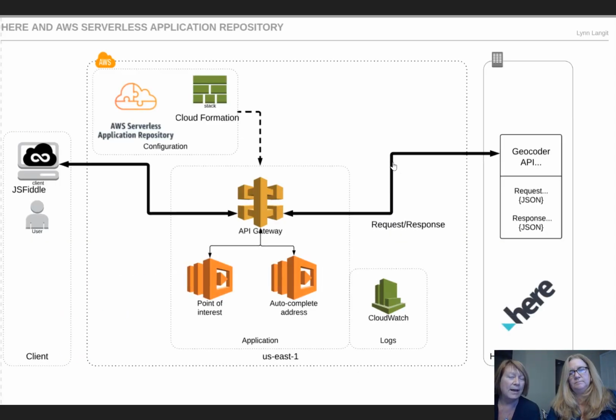So what we built in this lab was an example of calling HERE Technologies Geocoder API for two different pieces of functionality, point of interest and autocomplete, using Lambda Serverless API Gateway and the Serverless Application Repository and CloudFormation. So we hope you enjoyed it. We love coding, and we're going to do more of these. Let's do more code labs.